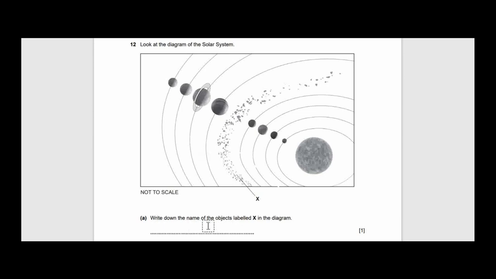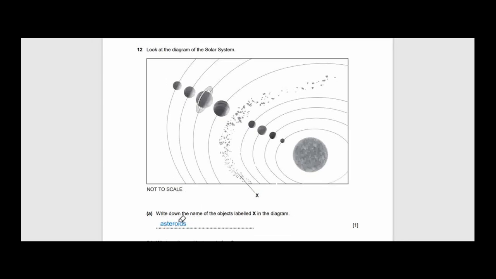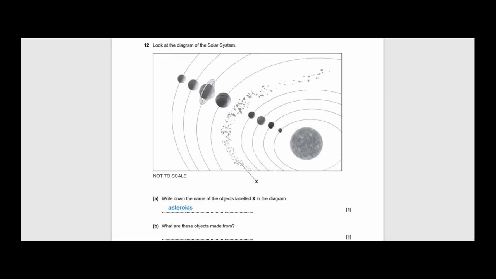Alright, let's open up the answer. So it's an asteroid. Asteroids. This is asteroids. Next. So we got the answer for A, asteroids. Now next, B, what are these objects made from? Made from what? Asteroids, 10 seconds. 10, 9, 8, 7, 6, 5, 4, 3, 2, 1.